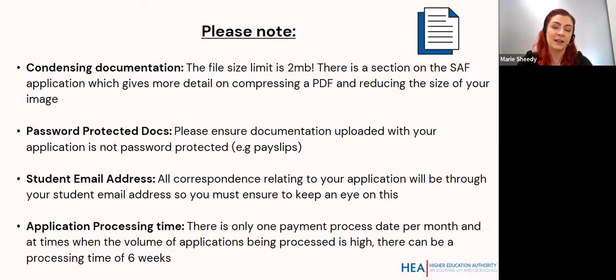Please don't upload anything password protected. This mainly happens with pay slips. And again, if you're being paid into your bank account, your bank statement is proof of part-time employment. You don't need to go and get pay slips to show us.